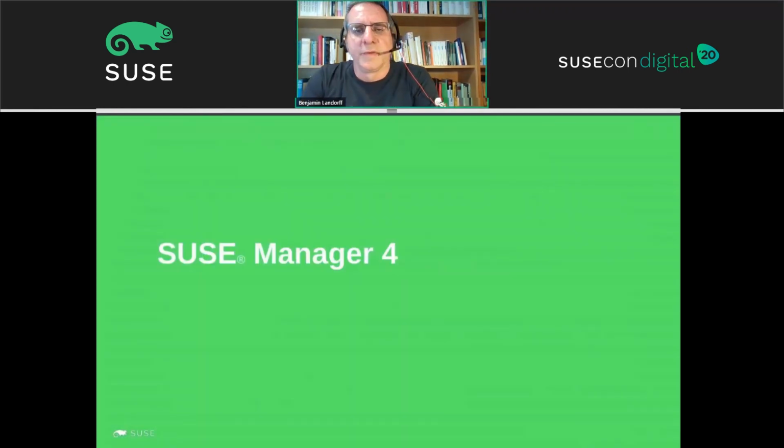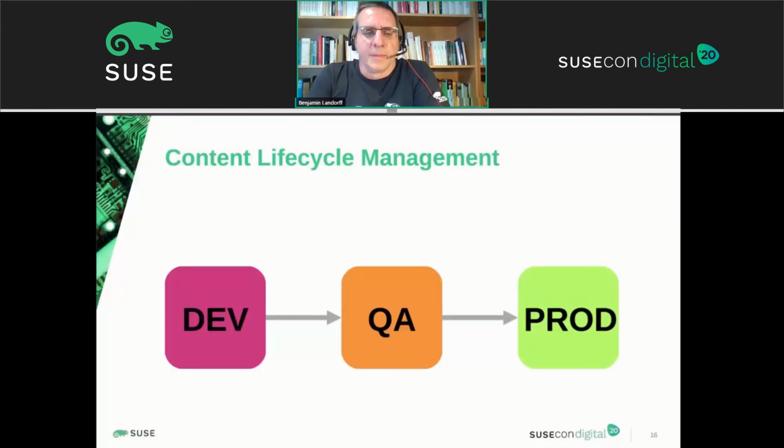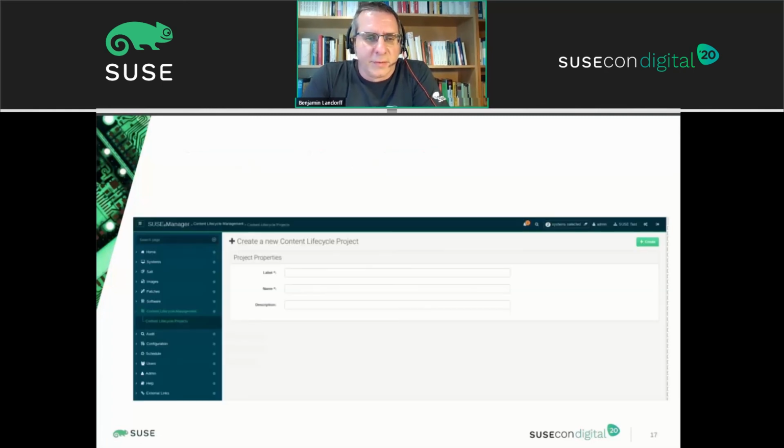So after giving you an overview of what we think the future of SUSE Manager is going to be in very general terms and with some examples of where our journey is going, let's have a look at what we did in SUSE Manager 4, what's new there. So we implemented content lifecycle management to allow you to more easily stage everything in development, get it through QA, and then in production. A couple of screenshots to show you how that looks.